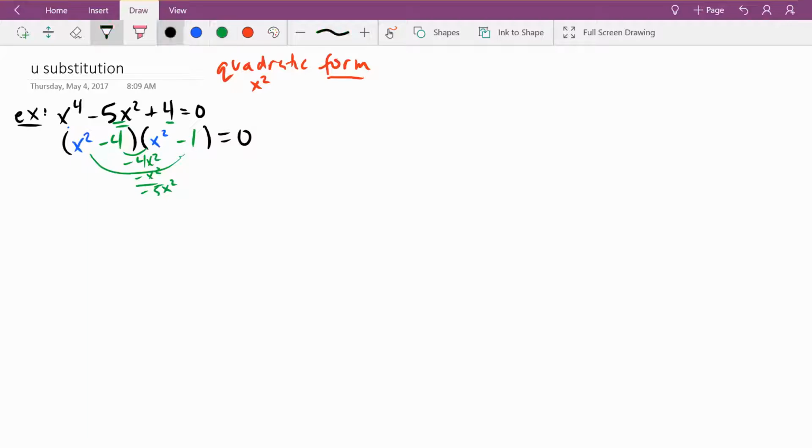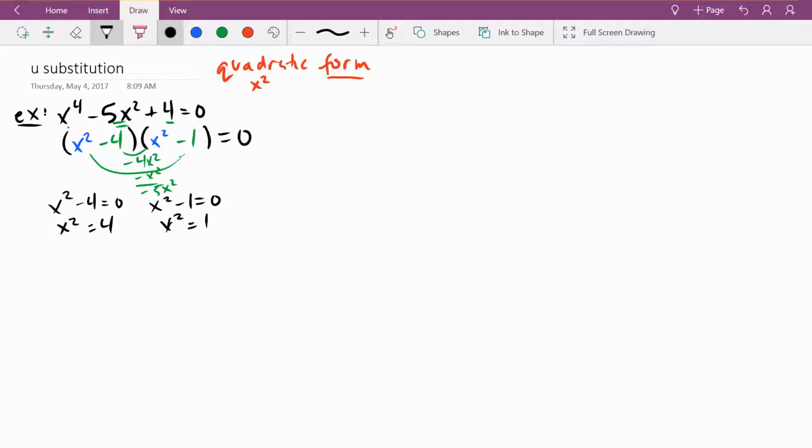So using that zero product property, we then set each of these factors equal to 0. X squared minus 4 equals 0. X squared minus 1 equals 0. And solving this, we add 4. X squared is 4. Over here we'd add 1. X squared is 1.